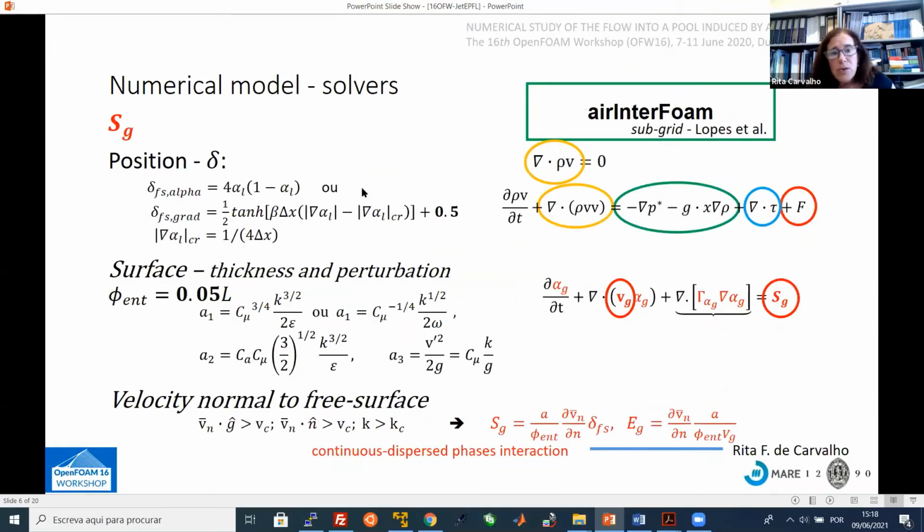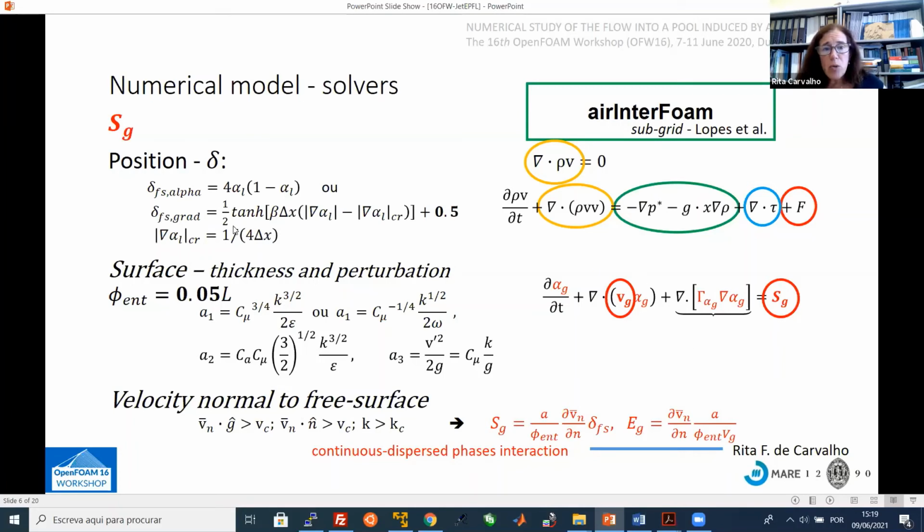And we also use the air interFoam that I presented before. That is a solver with a subgrid model developed by Lopes Zeol, a PhD student of the University of Coimbra. With this equation, we have another equation for alpha G, that is the air. And we have here a source term and the velocity that can be different for air and water, depending on the interaction and the coupling.